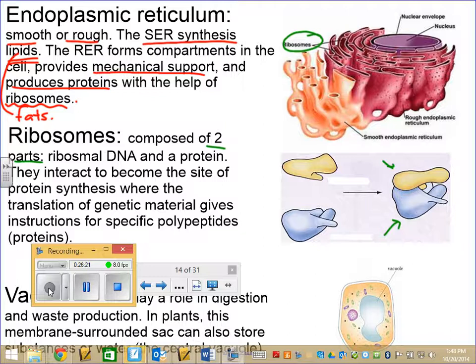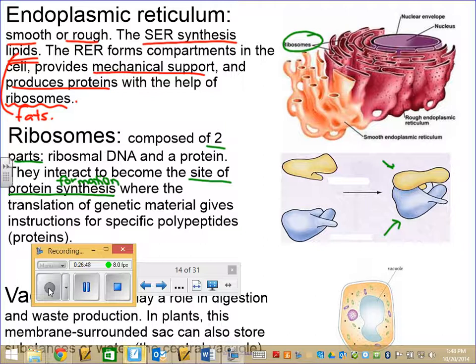Now later on, if you're going to take Bio 30, you will learn at length what a ribosome does and what it is. But on the surface level, what happens is that those two parts fit together. So they interact together to become the site of protein synthesis. So remember, synthesis is just a word for formation.